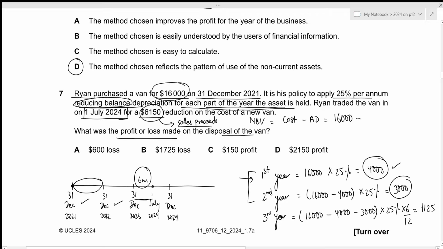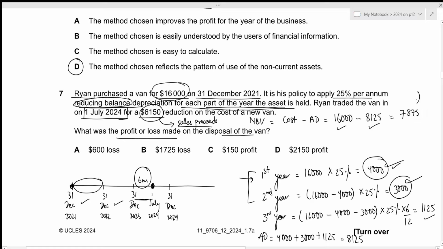Accumulated depreciation is just the total depreciation from the date of purchase to the date of disposal. So that will be the sum of these three values. So that will be 4,000 plus 3,000 plus 1,125. This results in the value of 8,125. So we have the accumulated depreciation now. Now the net book value will be 16,000 minus 8,125, which results in 7,875.